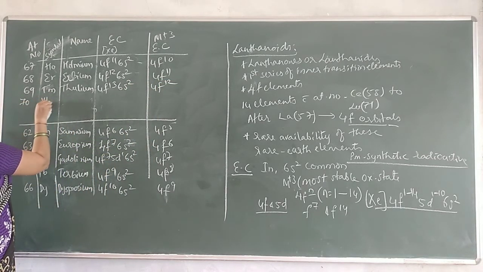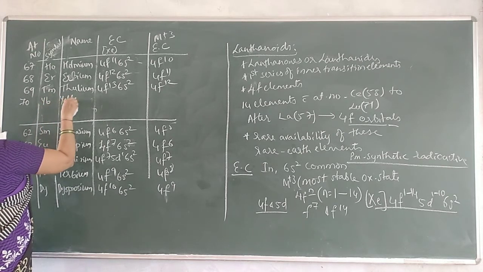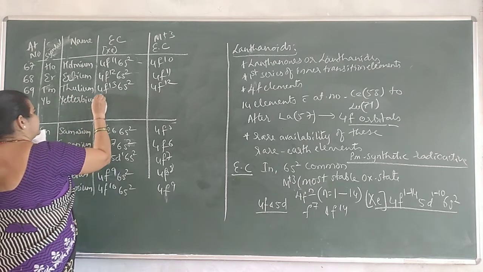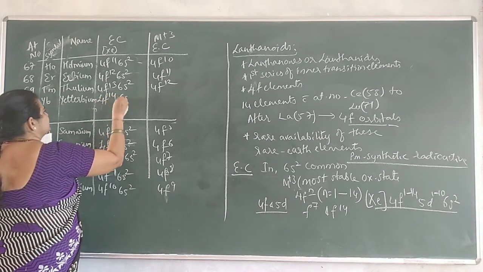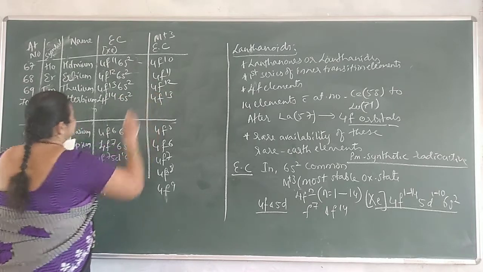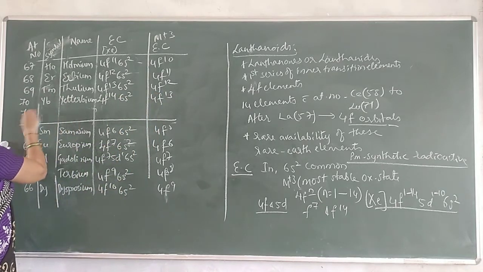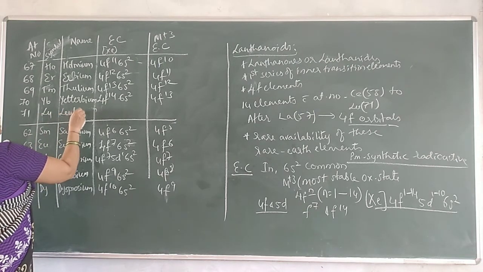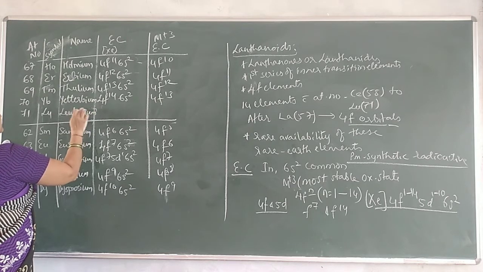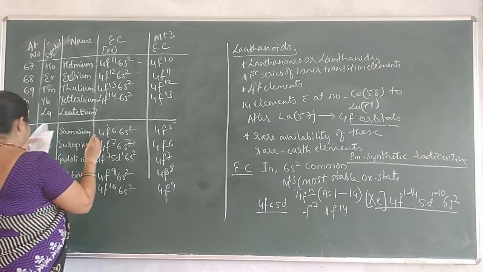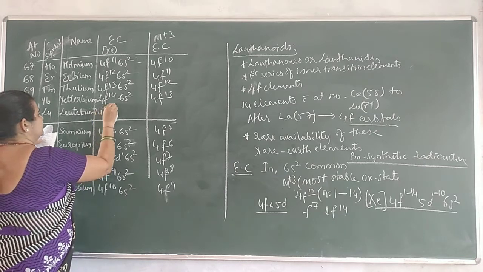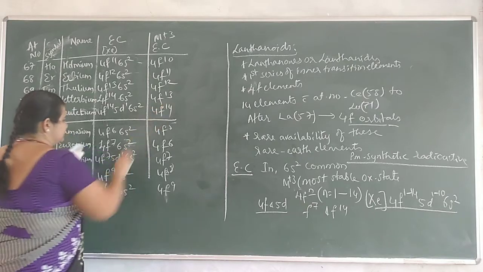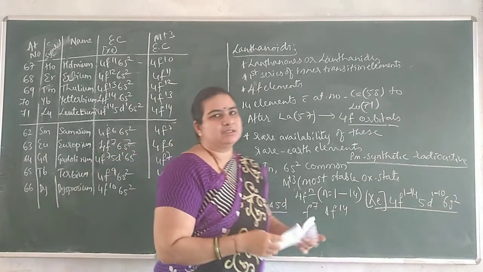70, ytterbium, 4f14 6s2, and 4f13 is the configuration. 71, lutetium, 4f14 5d1 6s2, 4f14 is the configuration of M3+.